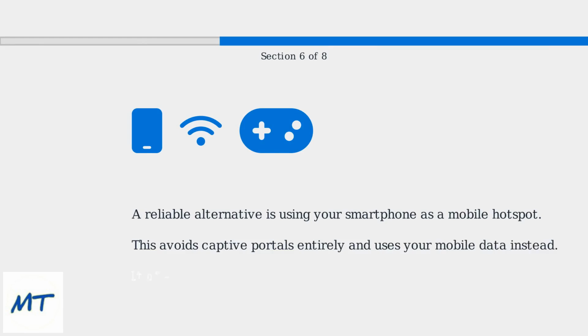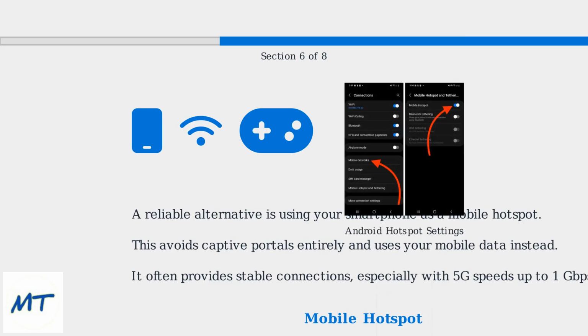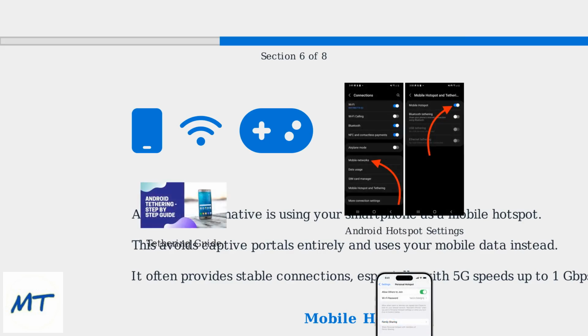A more reliable alternative to Xfinity hotspots is using your smartphone as a mobile hotspot. This completely avoids captive portals and uses your mobile data plan instead, providing stable connections, especially with 5G technology, offering speeds up to 1 gigabit per second. Simply enable the hotspot feature on your phone and connect your Xbox to that Wi-Fi network.